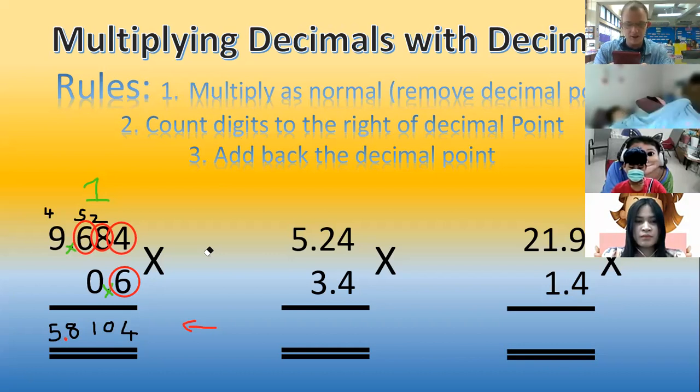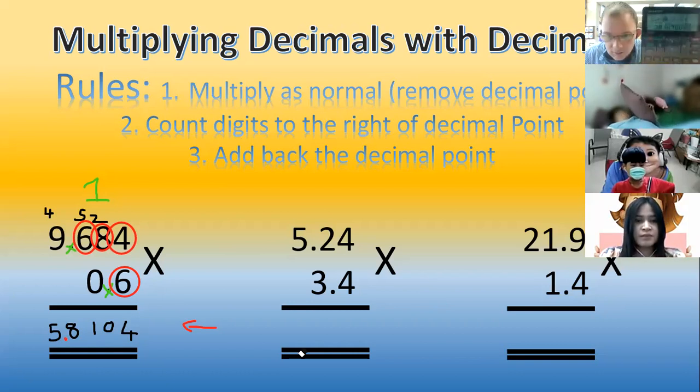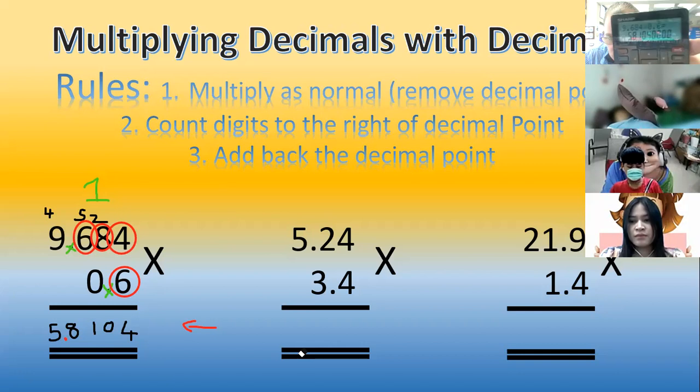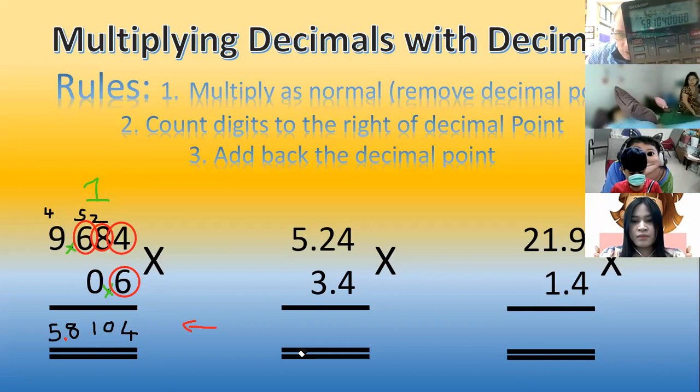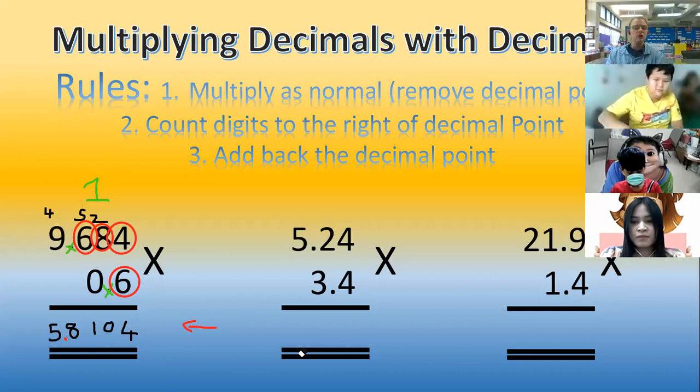To show you that is correct, I have my calculator to quickly show you. 9.684 multiply 0.6. Okay, so there you can see the answer. 9.684 times 0.6 will give you 5.8104. You see there. So that shows us we calculated correctly.